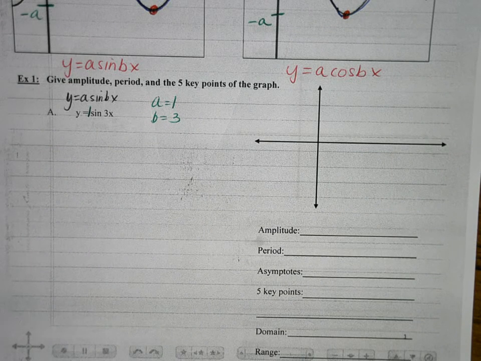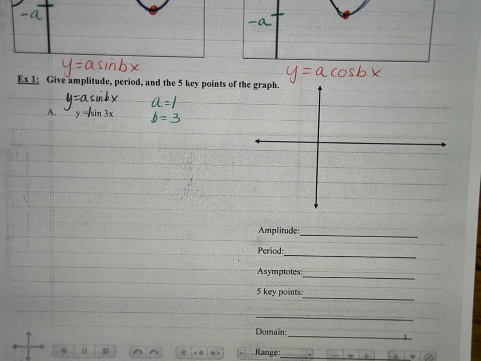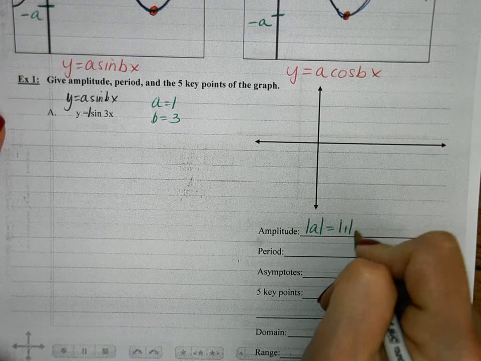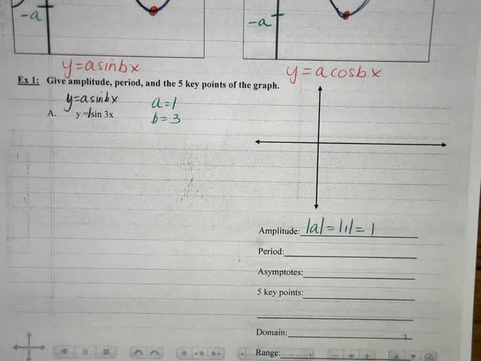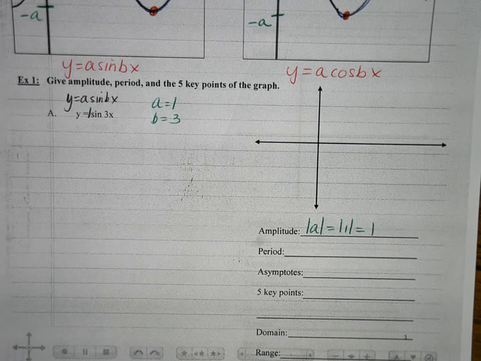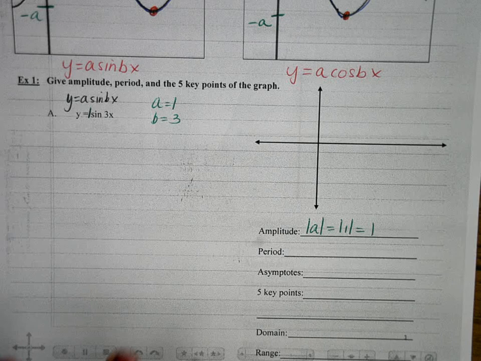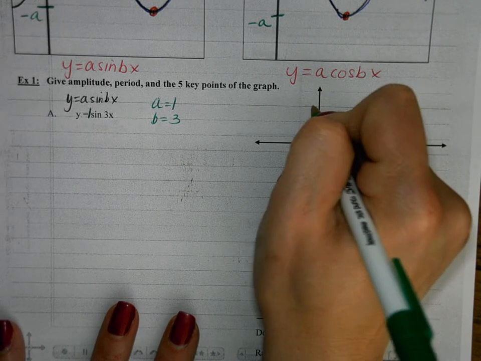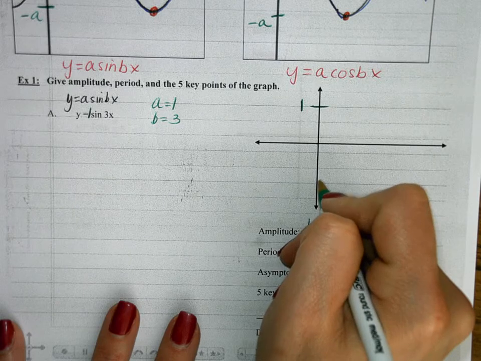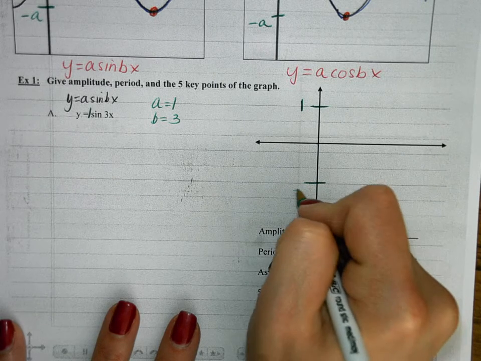Perfect. A reminds me of what word? Amplitude. And how do I find the amplitude? Absolute value of A. Okay, so the absolute value of 1 is 1. Now the amplitude is the distance from the middle of my graph to the top and the distance from the middle of my graph to the bottom. So from the middle of my graph to the top is 1 unit. From the middle of my graph to the bottom is 1 unit as well.